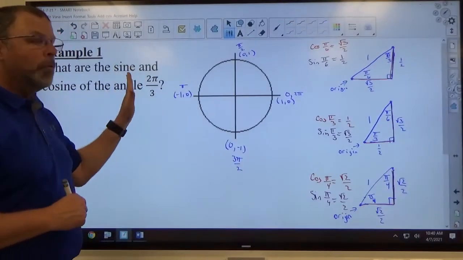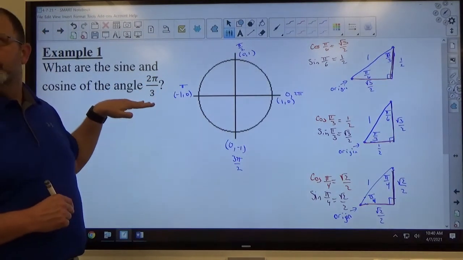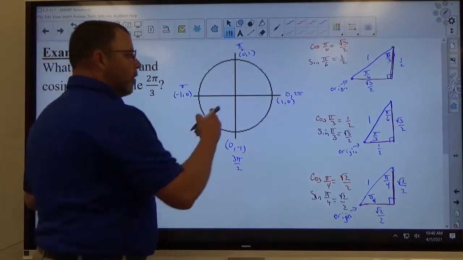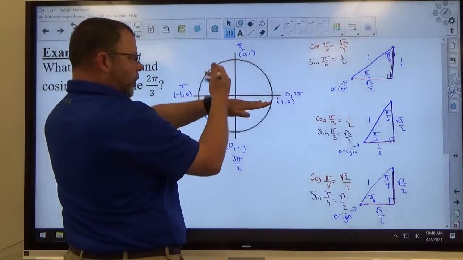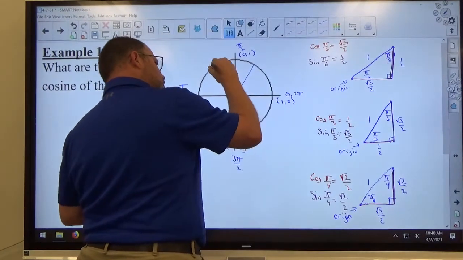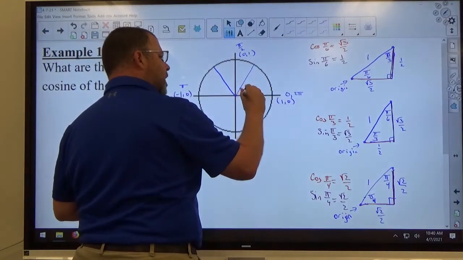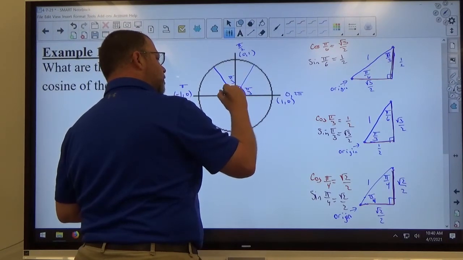If I'm dealing with 2 pi over 3, I'm splitting pi into thirds, right? So if you recall how to do this, this is pi, split it into thirds. I want 3 equal sections. So section 1, section 2, section 3. This is pi over 3, this is pi over 3, this is pi over 3.